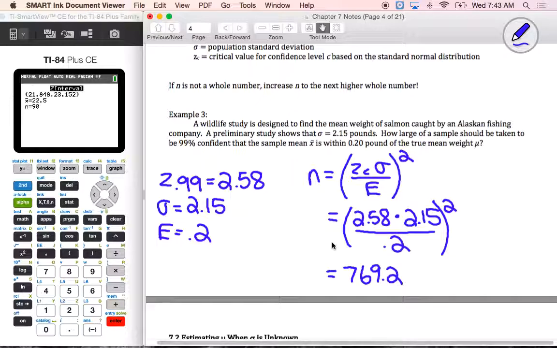769.2. But remember, we can't take a decimal. We are talking about finding the number of salmon. So we have to have then 770 salmon. Because again, you cannot have point of something. So you have to round up to the next if you're trying to figure out how many should be in your sample.